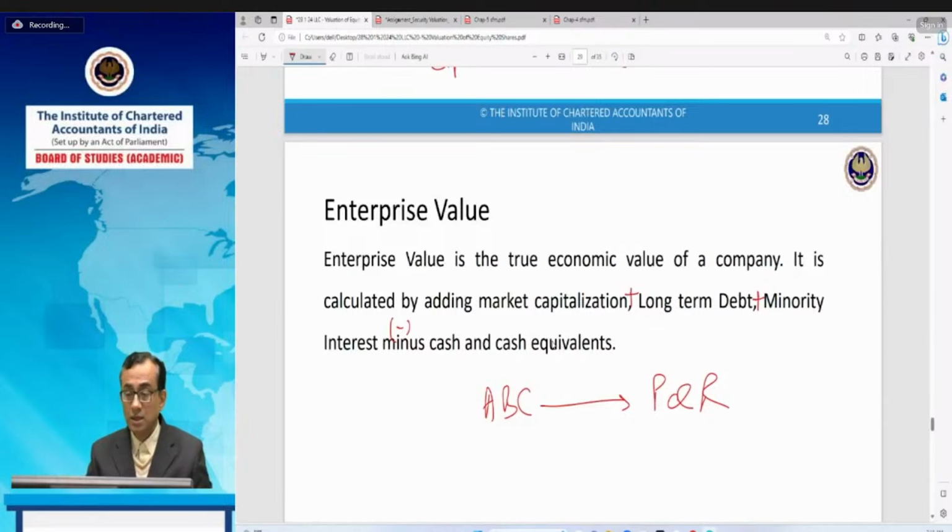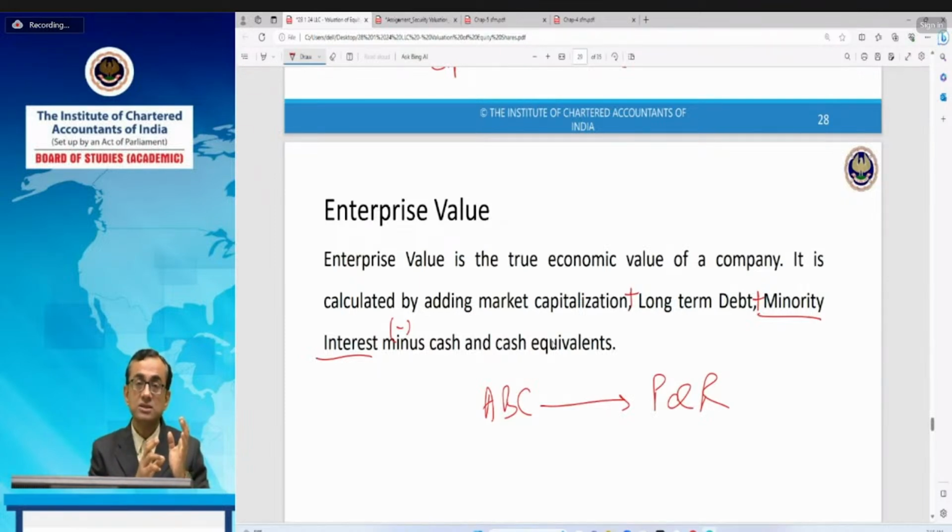Now, what is this concept of minority interest? Some of you might be wondering what minority interest is. Actually, minority interest is the value of those subsidiaries which are not, you can say, fully owned by the holding company. Means where the stake of the holding company is not more than 50%, say 20%, 30%. And if it is less than 50%, then the financials of those subsidiaries are generally not included in the financials of the holding company.